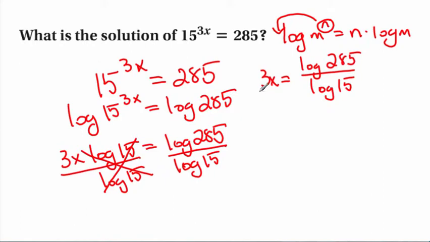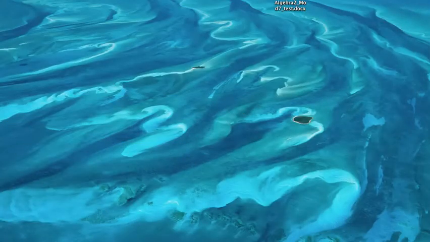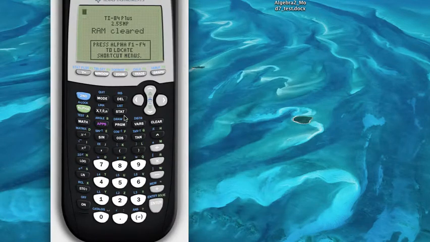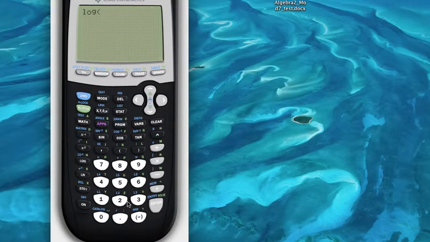And now I need to divide both sides by 3. So I'm going to write it this way over here because I already have a fraction. So x equals this. Now I'm going to go to my calculator, which I should have. I got it going yesterday. Okay, so good. You can see most of the calculator. So I'm going to do log of 285. I'm going to divide that by the log of 15. Hit enter. Now I'm going to divide that by 3. And I get 0.6957, so I'm going to go 3 decimal places and say 0.696.